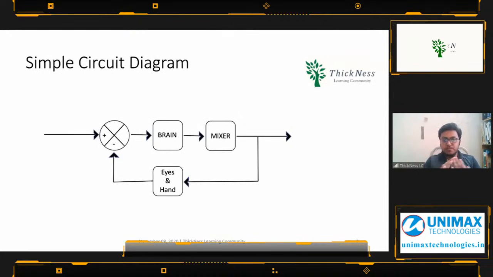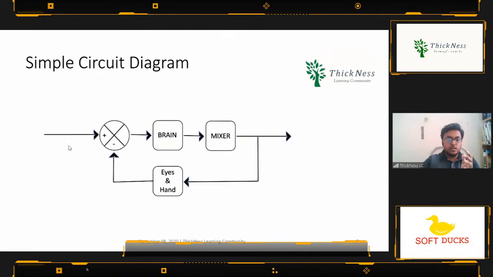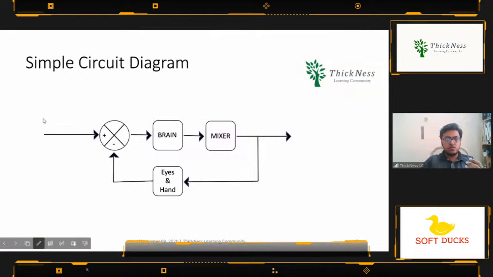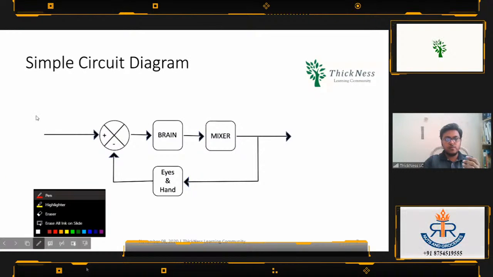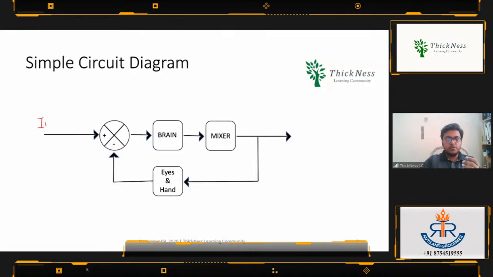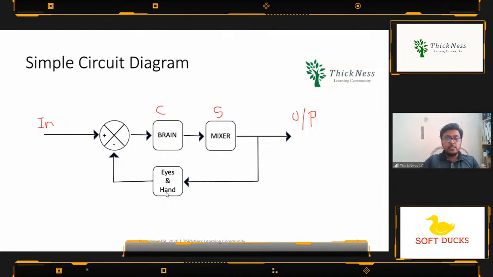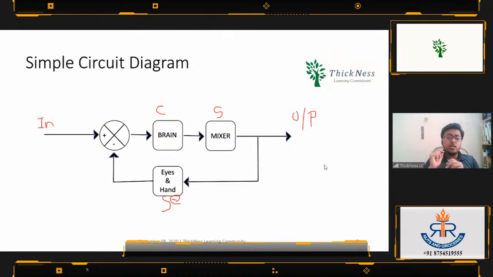As we have seen before, this is a simple circuit diagram where the input is coconut. This is the input and this is the output. And this brain acts as the controller. See the mixer here, the mixie, it is the system. And the eyes and hands are the sensors. So the basic components, the minimal components which are needed to make a complete control system, are only a few things.